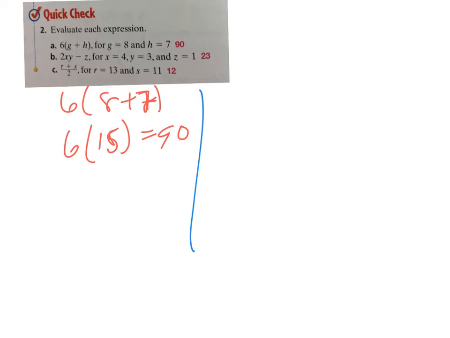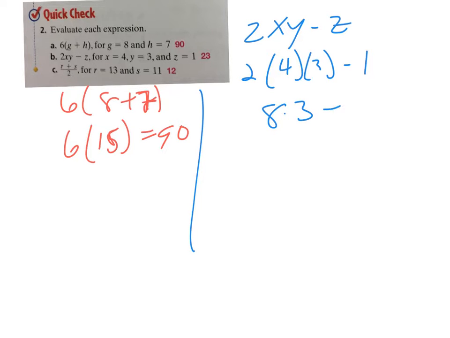On this one, we have 2 times x times y minus z, and so for x we're going to put in a 4, y we're going to put in a 3, and z we're going to put in a 1. So 2 times 4 is 8, bring down the times 3 and the minus 1. 8 times 3 is 24, minus the 1 is 23.